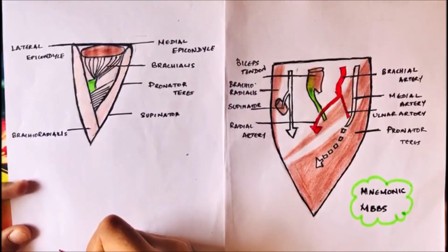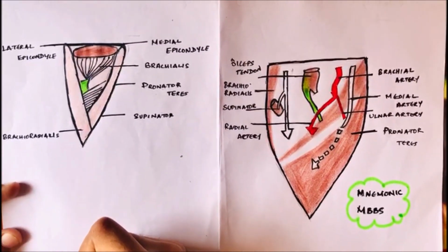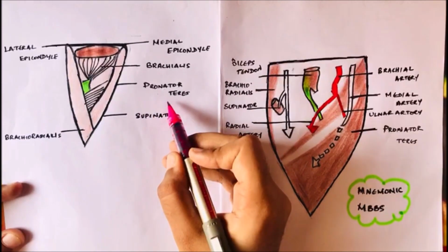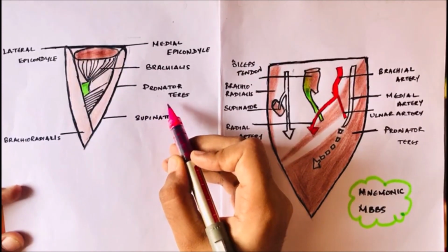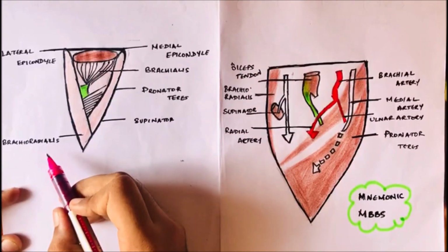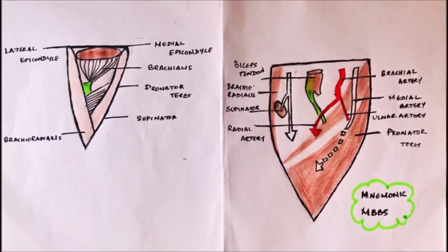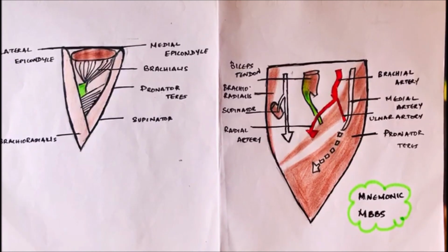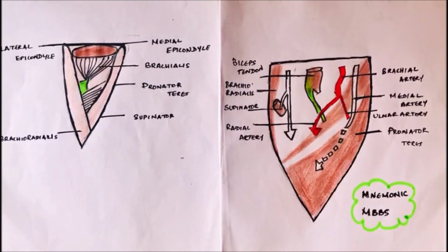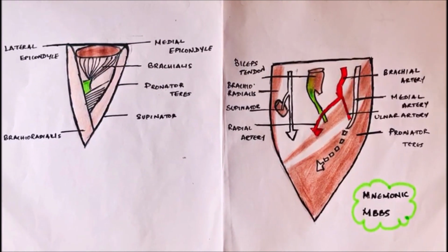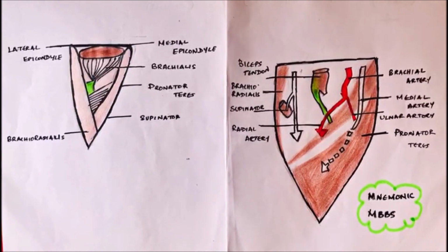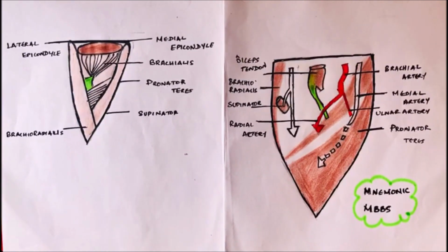Let us start with the boundaries. The medial boundary is formed by the lateral border of pronator teres, and the lateral boundary is formed by the medial border of the brachioradialis. The roof is formed by the skin and the superficial fascia containing the medial cutaneous nerve of the forearm and the lateral cutaneous nerve of the forearm, the median cubital vein, which is drained by the cephalic vein and the basilic vein, the deep fascia and the bicipital aponeurosis.